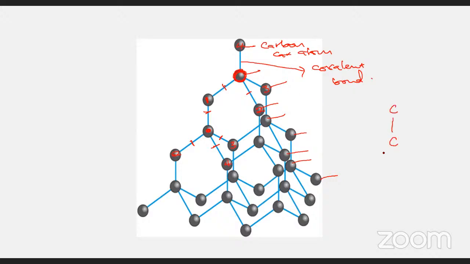Here we have carbon, then we have this line here. We also have this line at some angle, and also this line for the covalent bond. So this is what we call a tetrahedral structure.